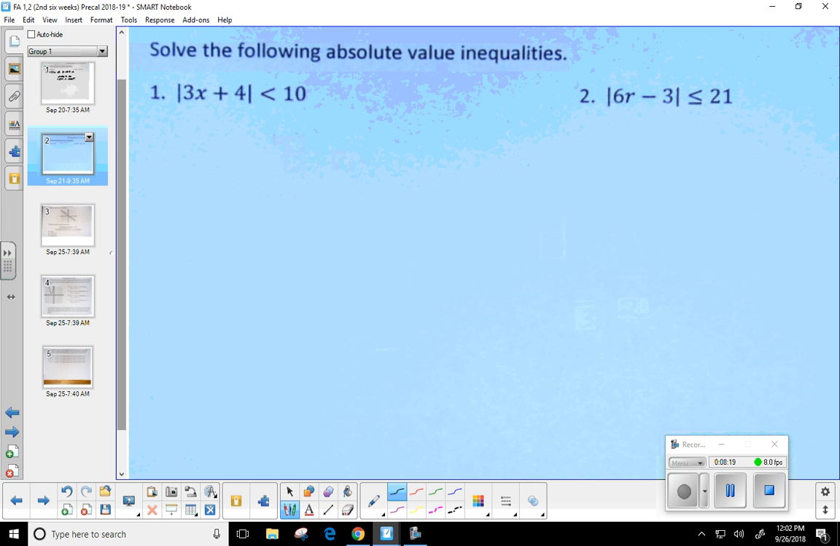So number 2, now with this idea in mind, I want the absolute value of 6r minus 3 less than or equal to 21. Okay, so what expression should I write? Negative 21. That's it. Whatever expression you have, you're going to put it between its positive constant and its negative, and you're going to keep the same symbol.